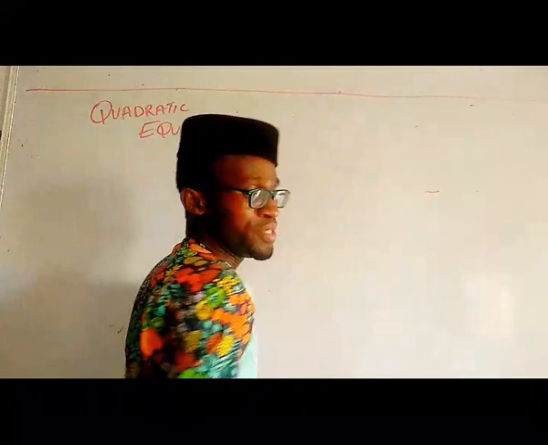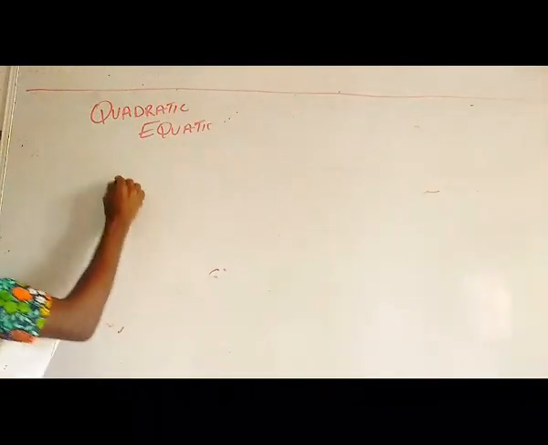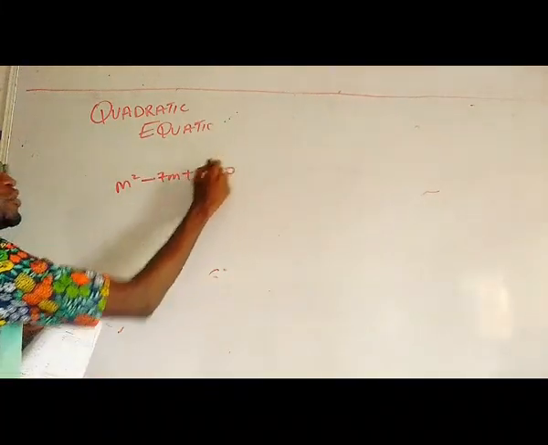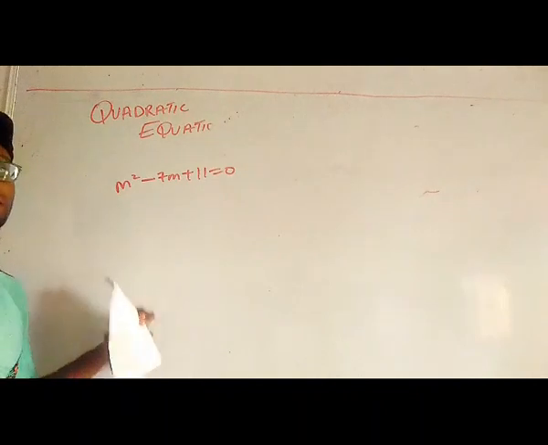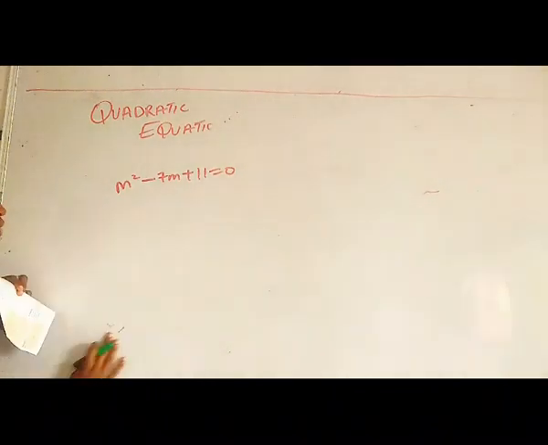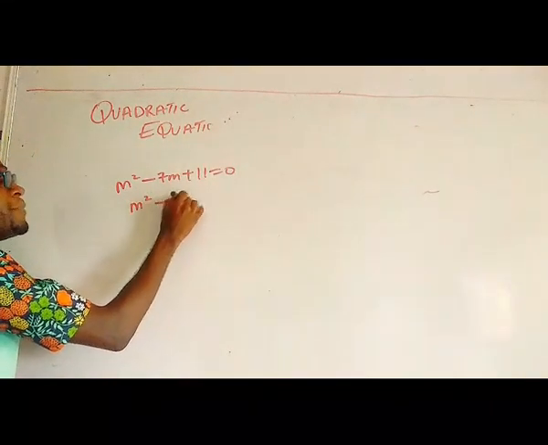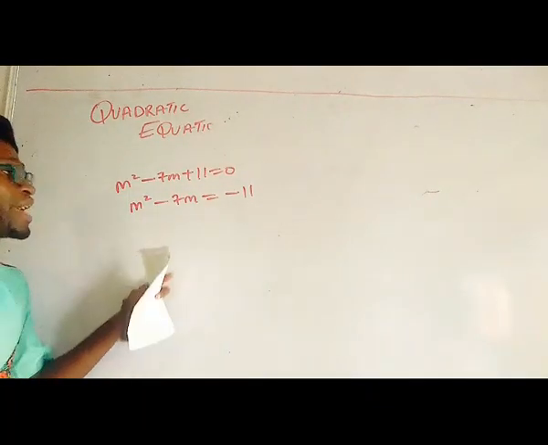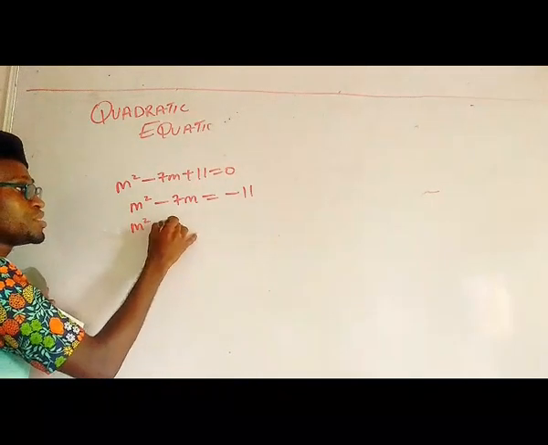Now the question we are going to be solving is, n squared minus 7n plus 11 is equal to 0. Looking at this, we are trying to solve this equation with the completing the square method. The first thing we are going to do is take this to the other side. n squared minus 7n is equal to minus 11.